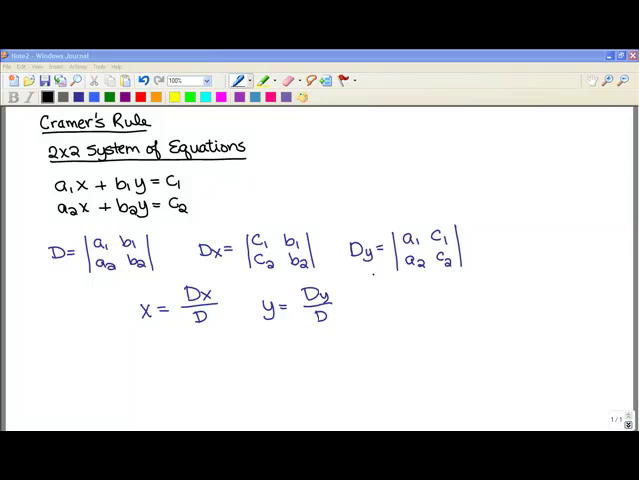Finally, we calculate a third determinant called d sub y with the coefficients of x, a1 and a2, and the constants on the right side of the equation, c1 and c2.